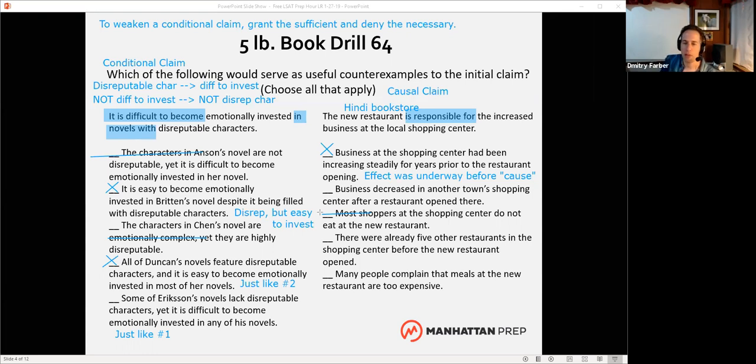B is trying to be a counterexample because it's saying, look, this place, there was a new restaurant and business went down. What do you think about that one? Why isn't B an important counterexample? And B does seem to say that, you know, a new restaurant can be bad, right?